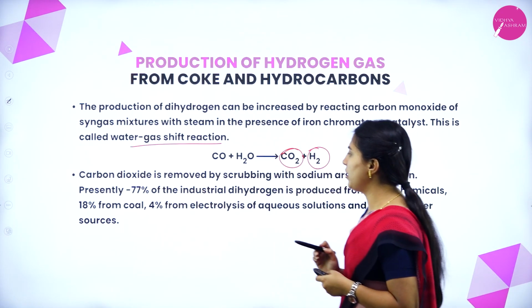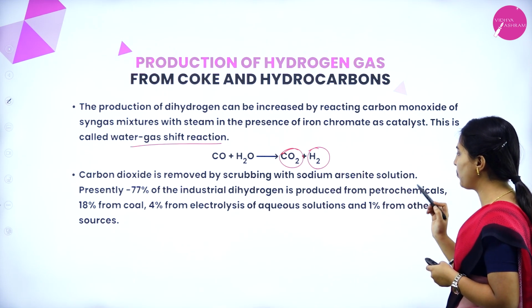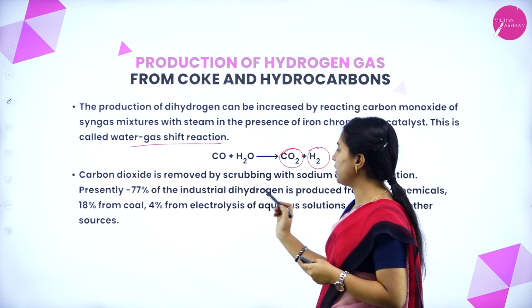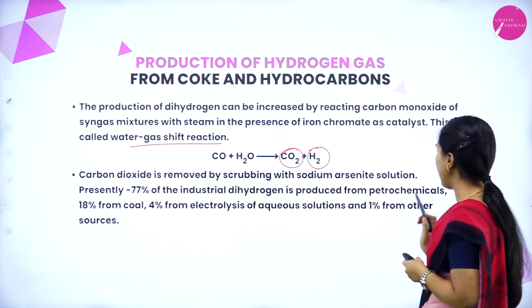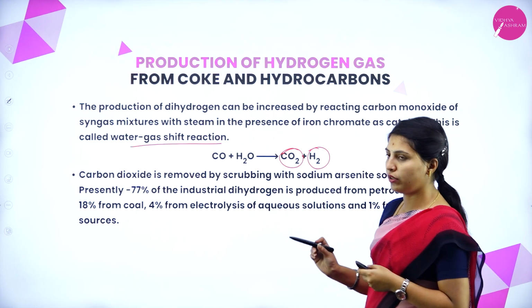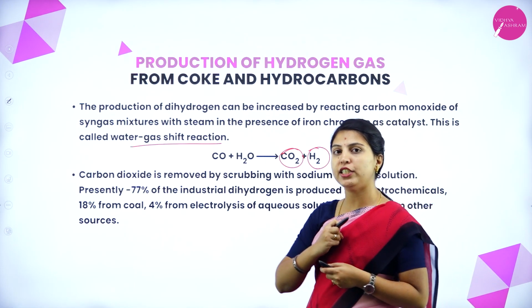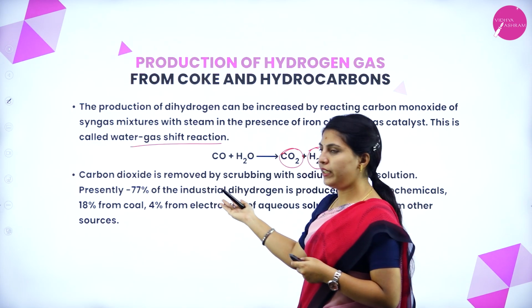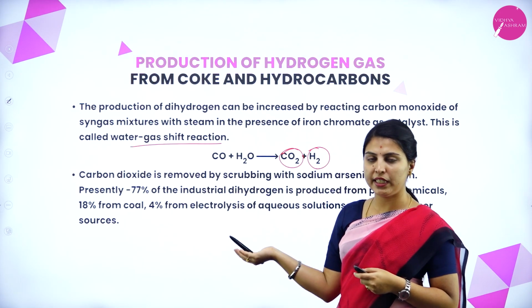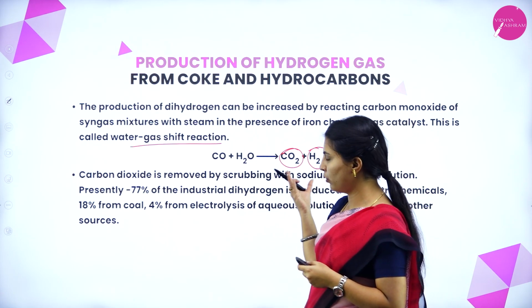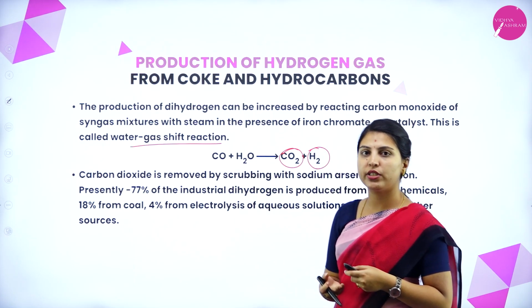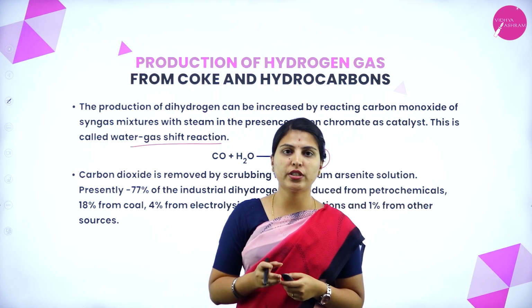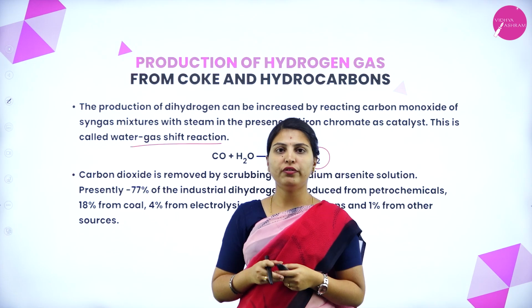Presently 77% of the industrial dihydrogen is produced from petrochemicals, 18% from coal, 4% from electrolysis of aqueous solutions and 1% from other sources. Hydrogen gas can be liberated in so many different ways, from different materials. So this is about the preparation of dihydrogen using different kinds of methods.